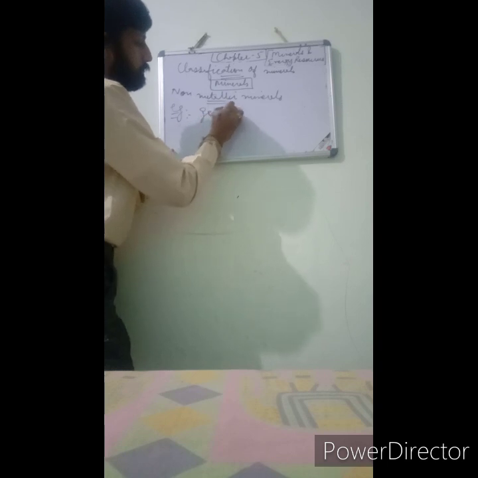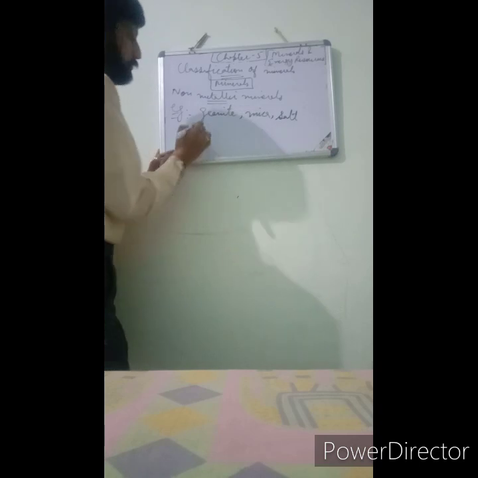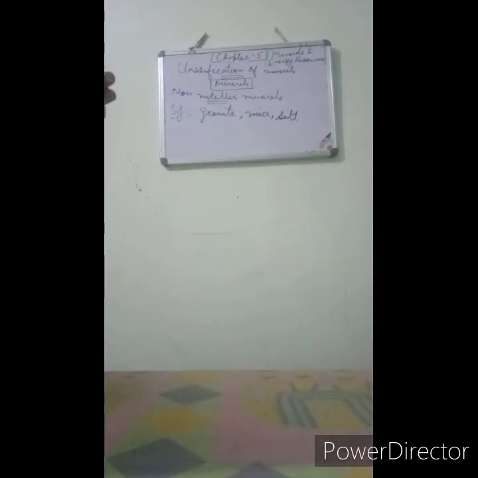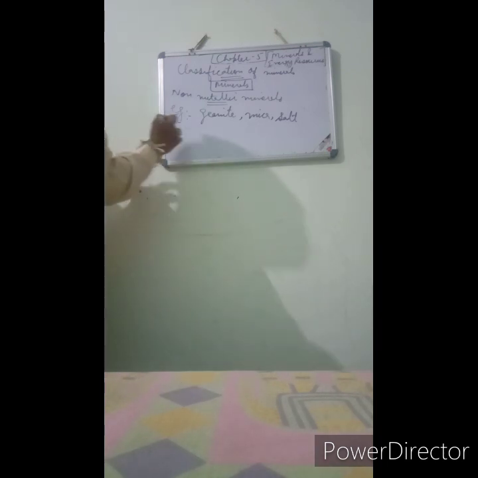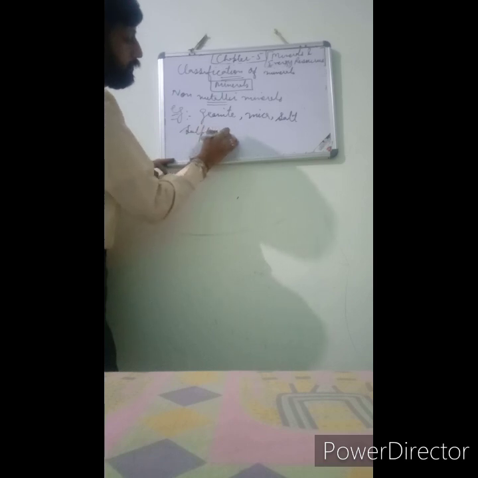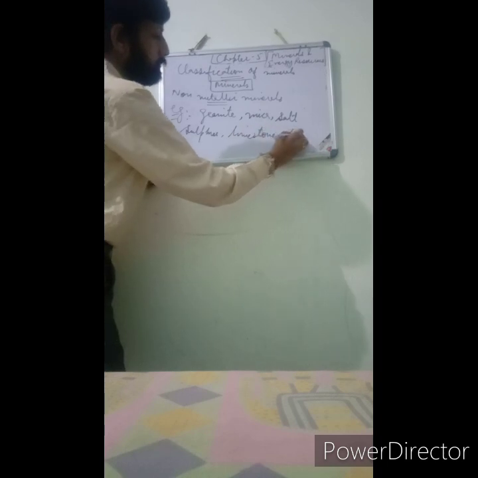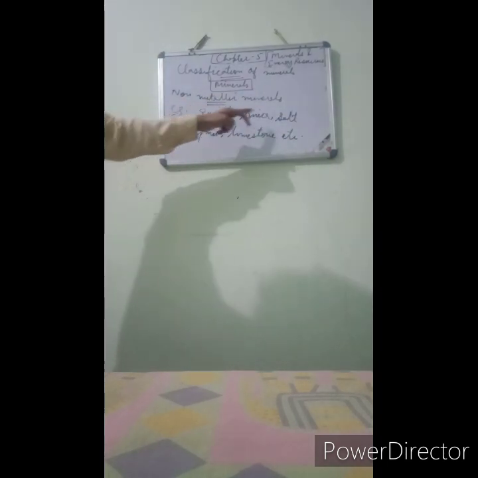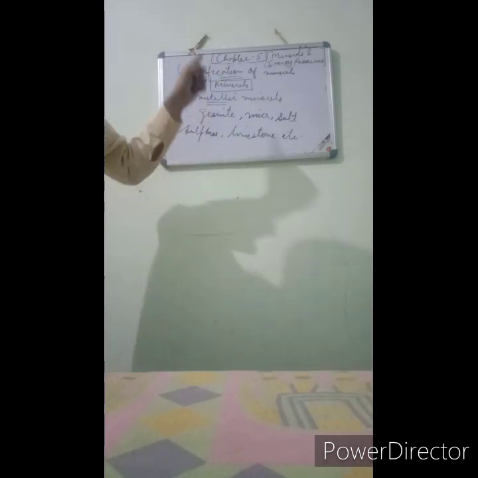Granite, mica, salt. Next, bauxite, etc. That is sulfur, limestone, etc. Please underline all this. Sulfur, limestone, all these are the non-metallic minerals. Now you can see here that these minerals do not have any type of metallic content. That is why these are called non-metallic minerals.